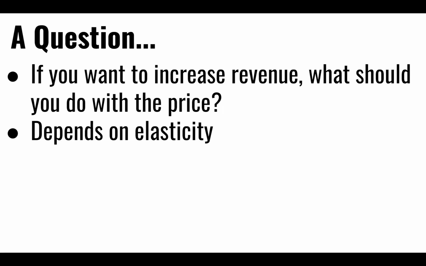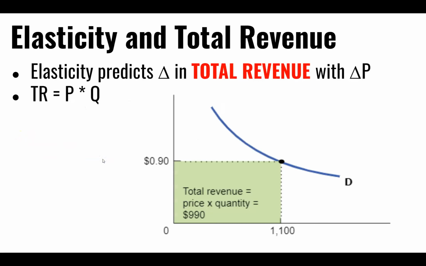You can predict what will happen to the amount of money you collect if you were to change the price of your good. And the question of whether to increase the price or decrease the price in order to make more money sort of depends upon the elasticity of demand. So elasticity is connected to total revenue because it can be predicted what will happen to the amount of money coming in with a change in price.